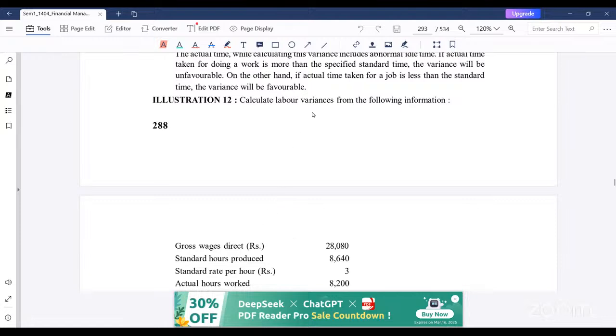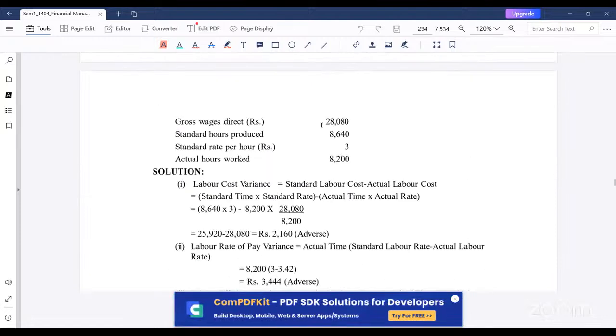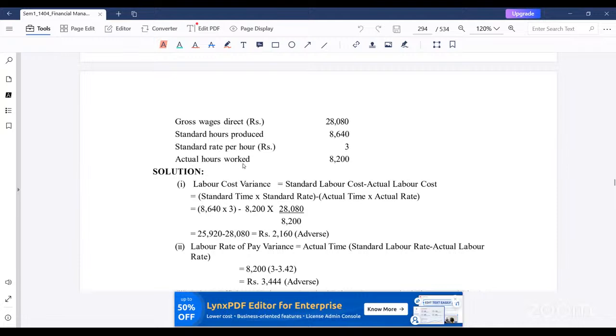Calculate labor variances from the following information. Under that we have gross wages, direct. What are the wages we have? Standard hours produced is 8,640. Standard rate per hour is 3 rupees. And actual hours worked is 8,200. But they have not given the actual rate.